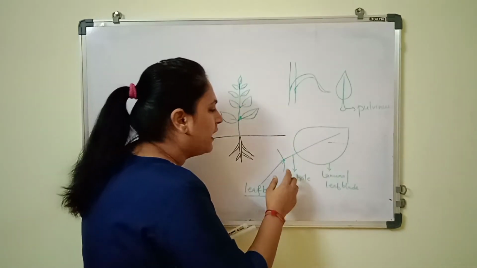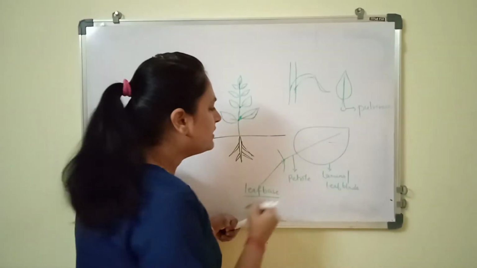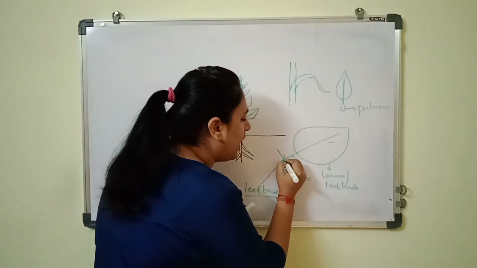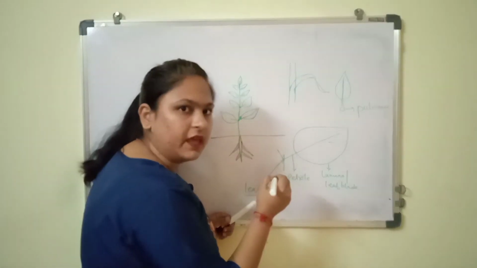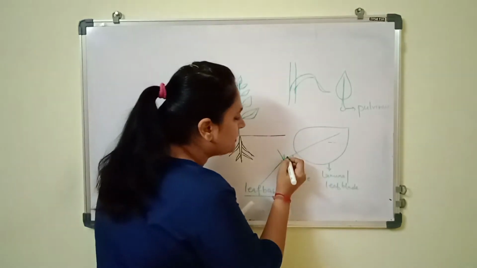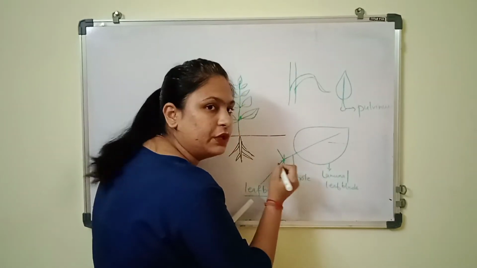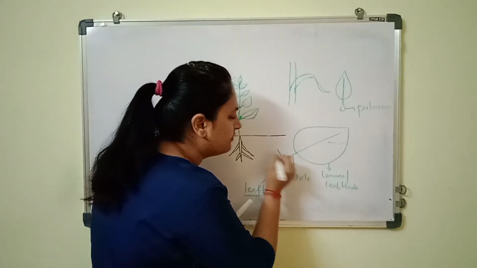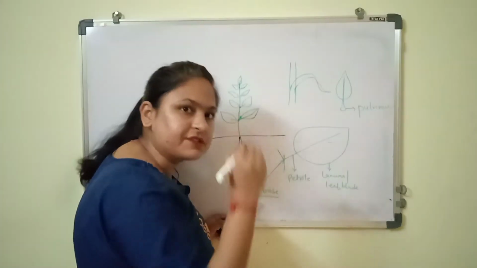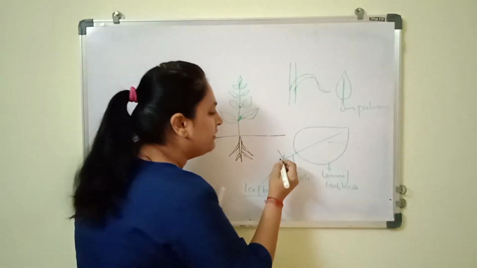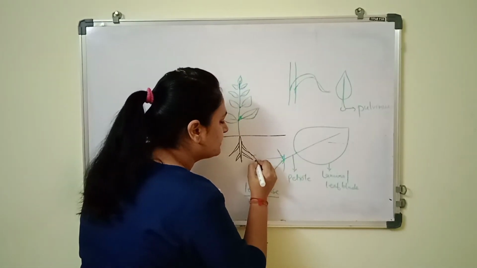Next is, at the leaf base there is a leafy outgrowth. There is an axillary bud, but this is separate, it is attached to the petiole. At the leaf base of the leaf, there are leafy-like structures growing. Those leafy-like structures are called stipules.